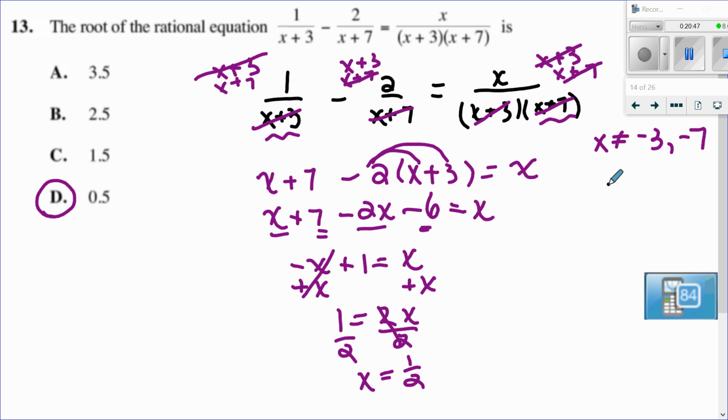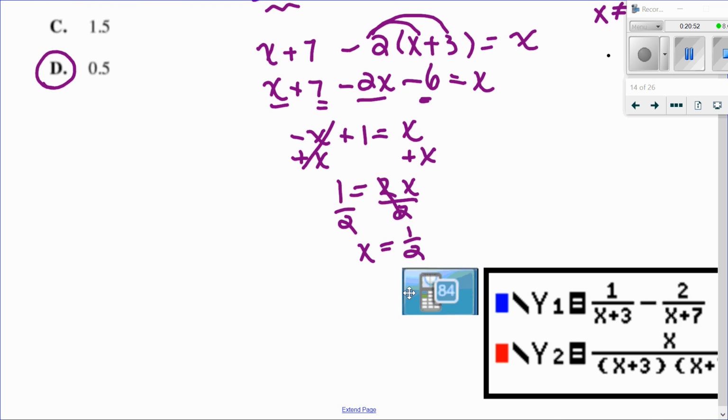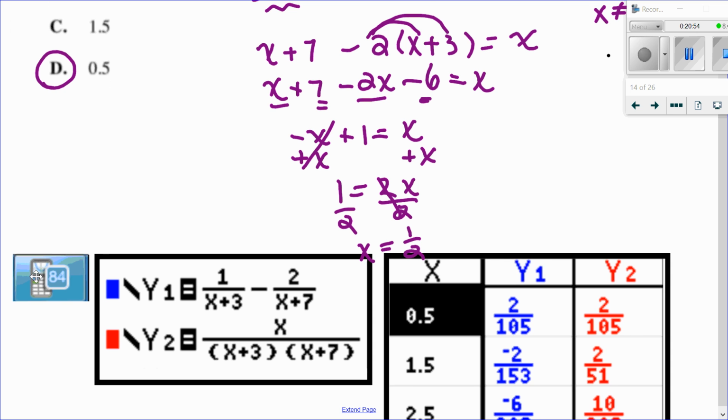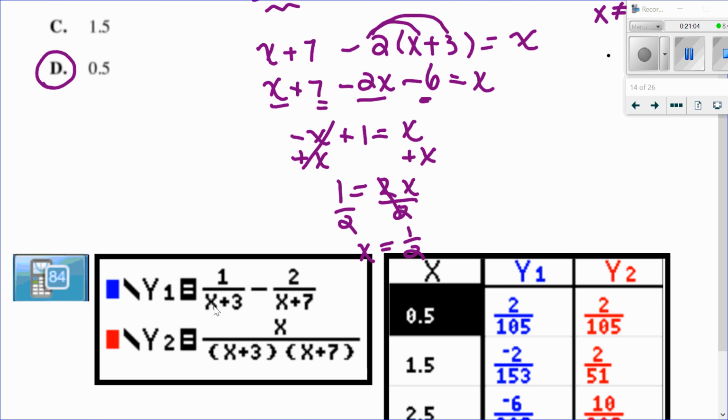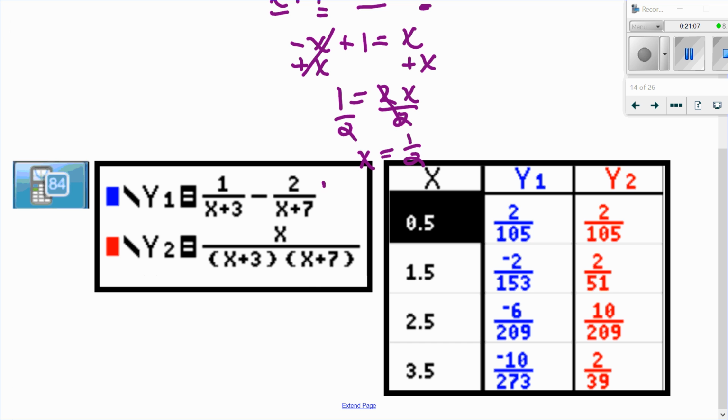Now, because this was a multiple choice question, you could have also done this question on the calculator. Let's look at that. So the root of the equation, I'm going to put my left side in y1, my right side in y2, and I'm going to look in the table for these values to see which one is the solution. So you can see I do the left side in y1, right side in y2, and I'm looking to see which one is equal. So at 0.5, they're equal. They're not equal here, not equal here, and not equal here. So 0.5 or 1/2 is the correct solution.